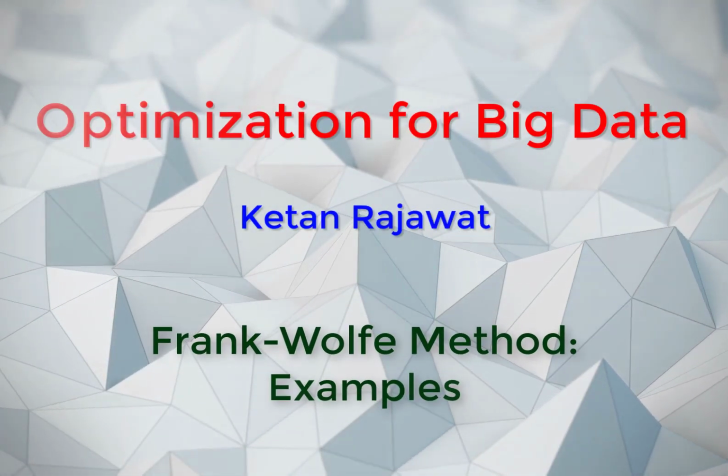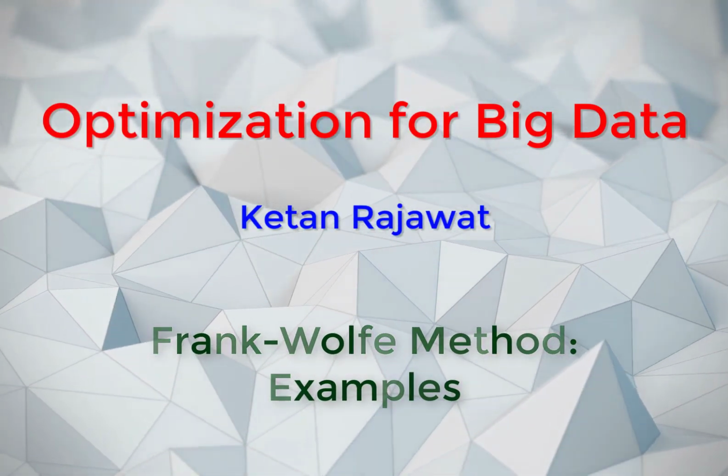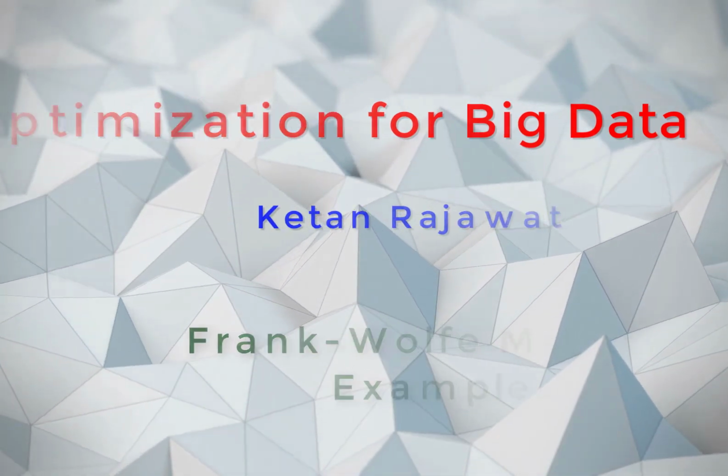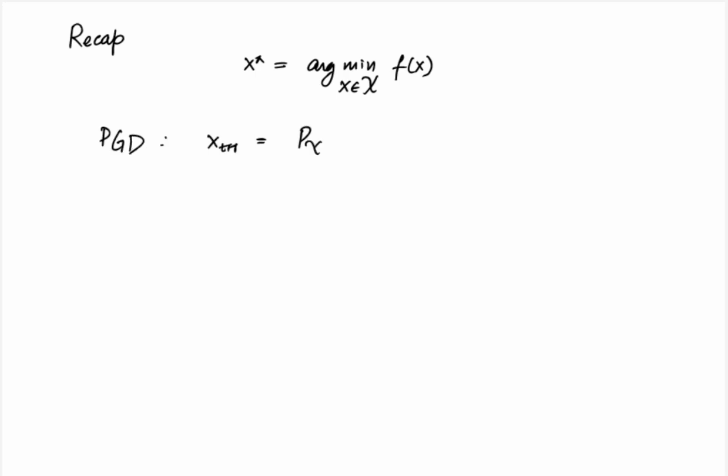Hello everyone. In this video, we will look at several example applications of the Frank-Wolfe method to showcase the scenario where it really works well. Just to recap, we are considering x star equal to argmin over x in calligraphic X, f of x, and we are going to be pitting the following two algorithms against each other. The first is projected gradient descent, which is x_{t+1} equal to projection onto calligraphic X of x_t minus eta gradient f of x_t.